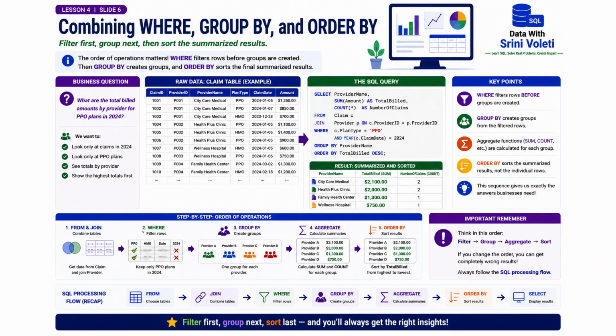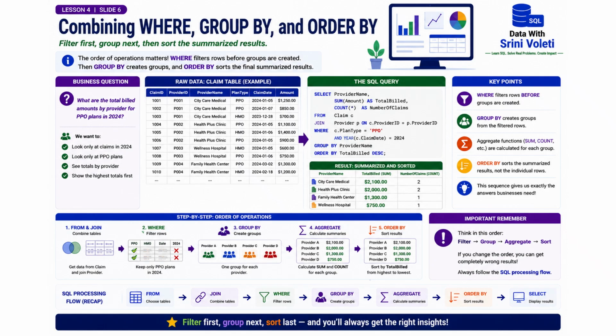Now let's walk through the process together. We always begin with the raw claim data. At this point, every claim is included. Different providers, different insurance plans, different years. Everything is mixed together. The first thing SQL does is apply the where clause.